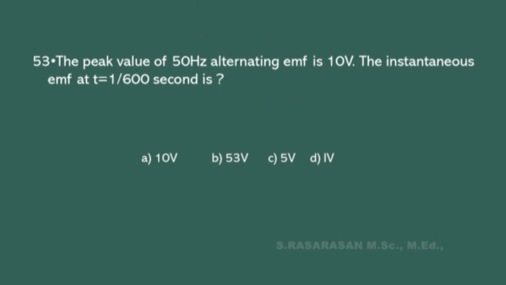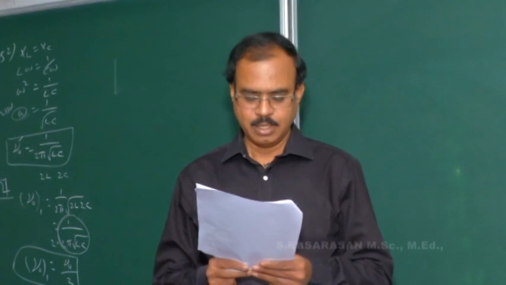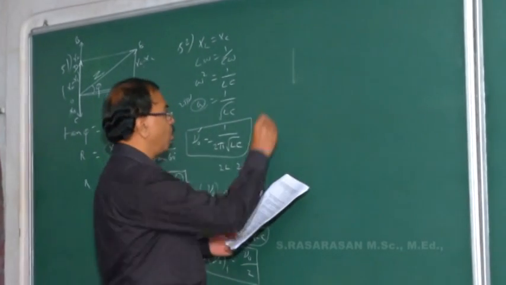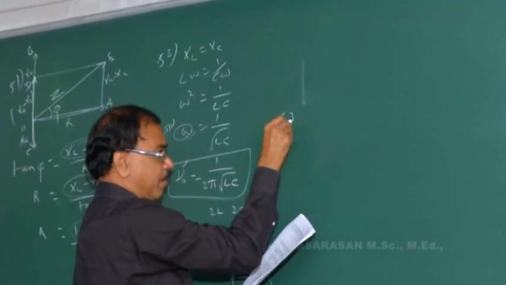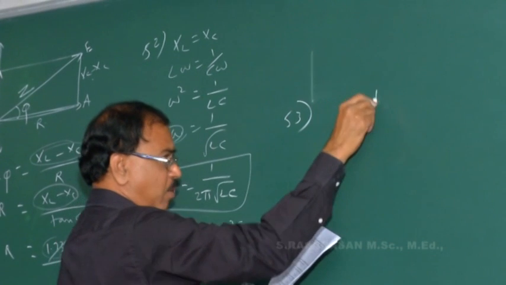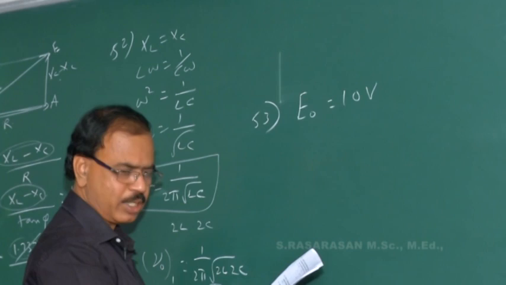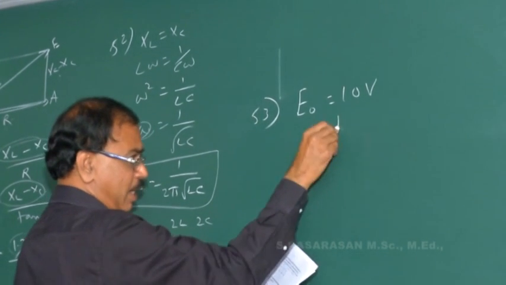53. The peak value of 50 Hertz alternating EMF is 10 volt. What is the instantaneous EMF at time t equal to 1 by 600 second? The peak value of 50 Hertz alternating EMF is 10 volt. 10 volt is the peak value of the alternating EMF. அப்போ E naught, current கொடுத்தாங்கன்னா I naught. 50 Hertz கொடுத்தாங்க, அது frequency.